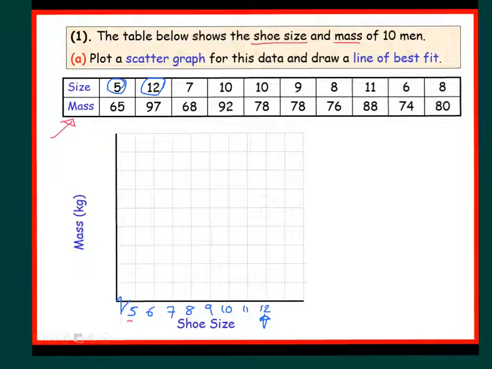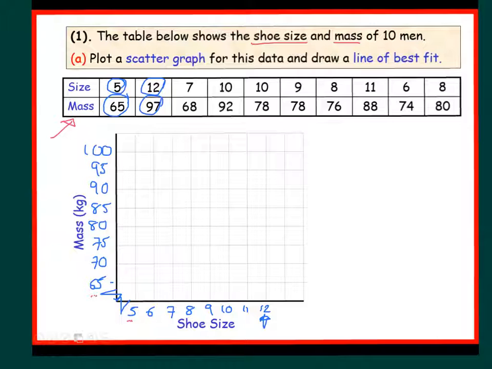And again, let's look at the mass. The smallest one is 65 and the largest one is 97. So we're going to start at 65 and I'm going to go up in 5s. So 70, 75, 80, 85, 90, 95, 100. And again, I've not started at 0, so I'm going to do my zigzag.